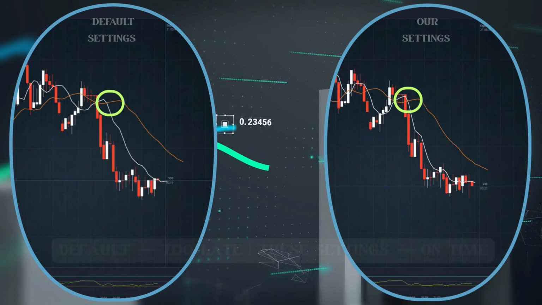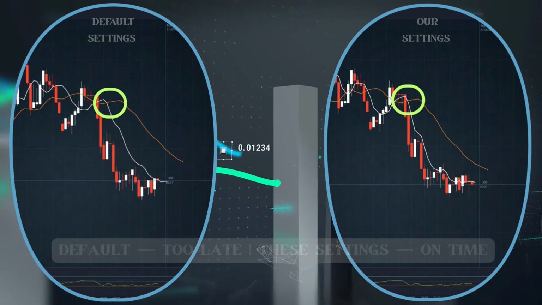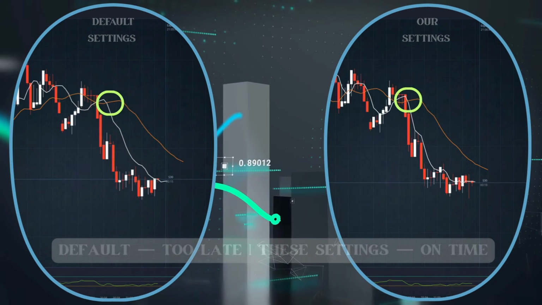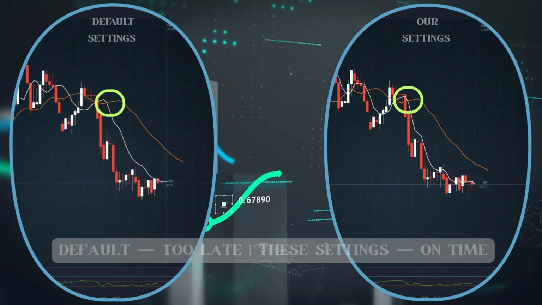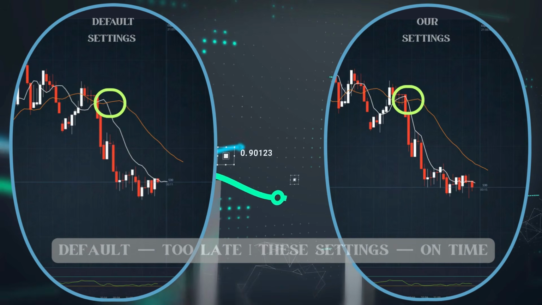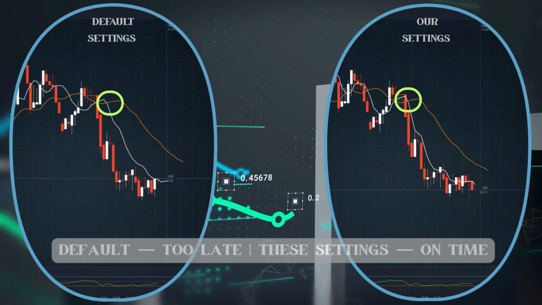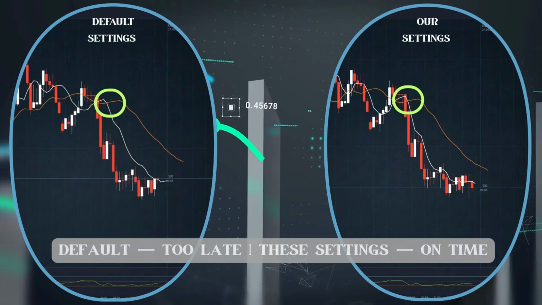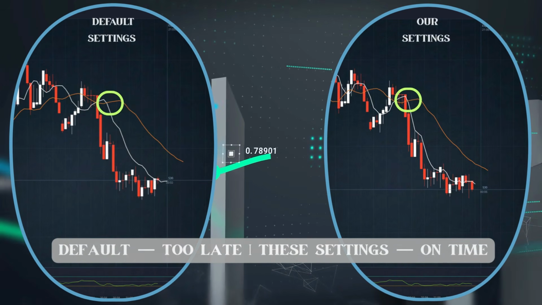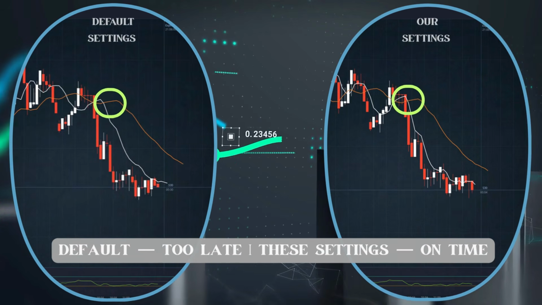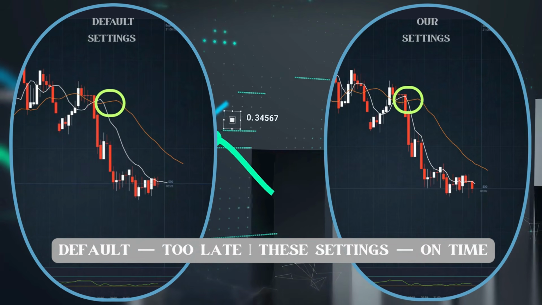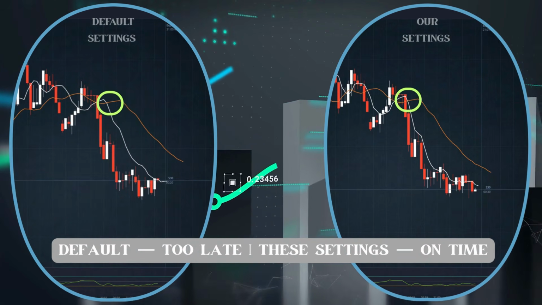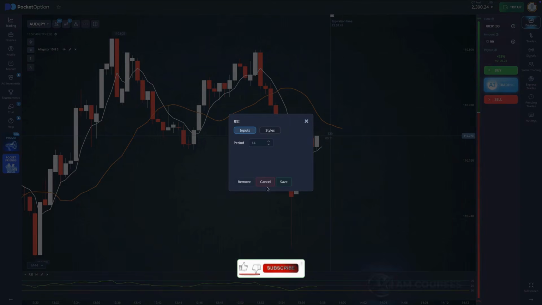Now, why these numbers? The default alligator settings were designed for slow charts, hourly charts, daily charts. We are on 30-second candles. The default settings are simply too slow here. By the time they react, the move is already finished. So every line is faster, and the shift is smaller, which means the lines sit closer to price instead of lagging behind it.